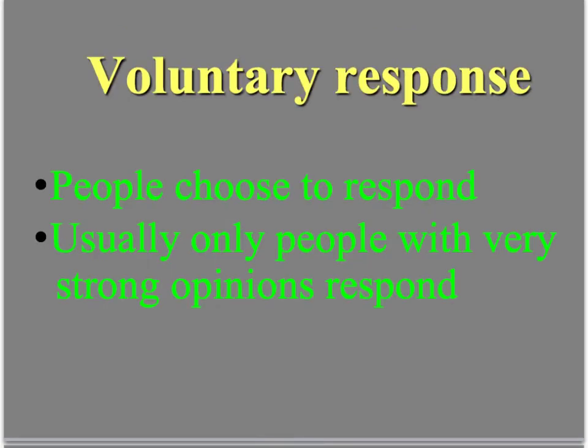The first type is voluntary response. Voluntary response means that people choose to respond. When you get people that choose to respond in a survey or in a study, generally those people have a very strong opinion, either for or against what you're talking about. And so that will lead to bias in your sample.